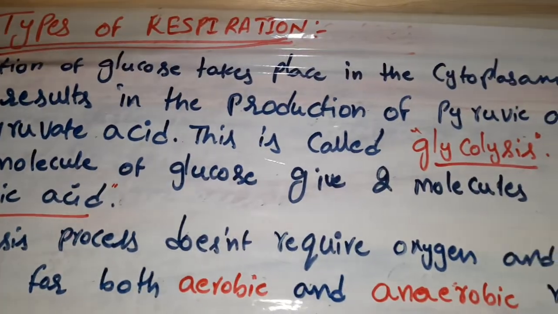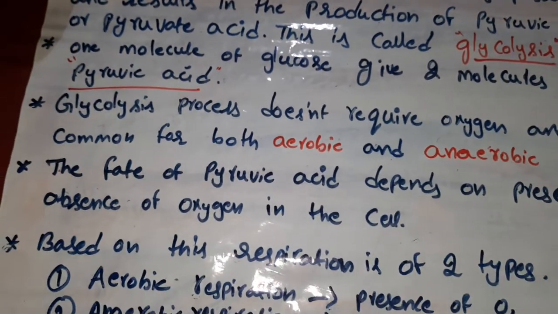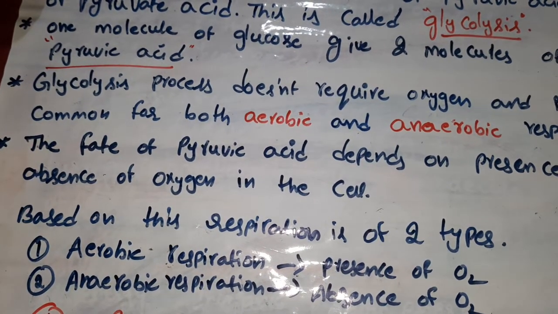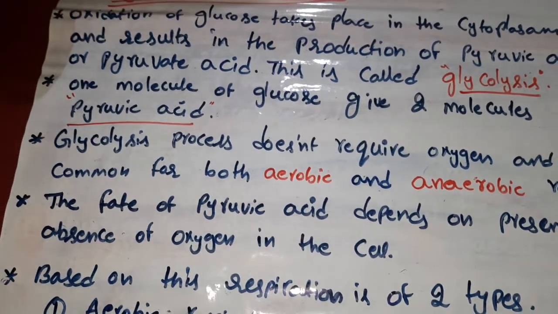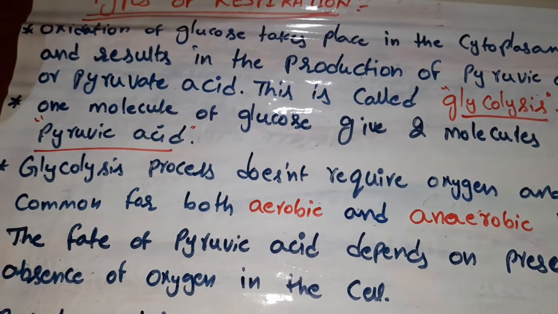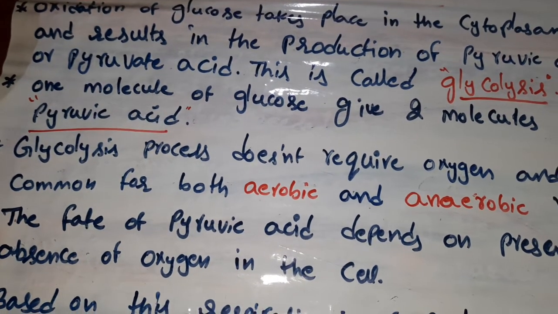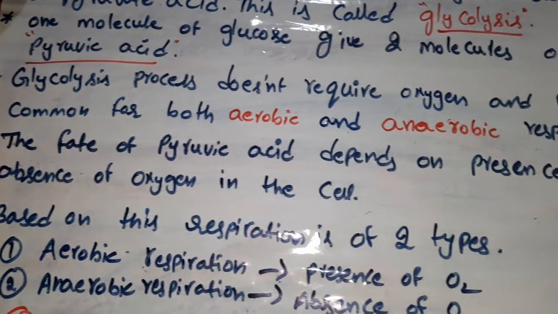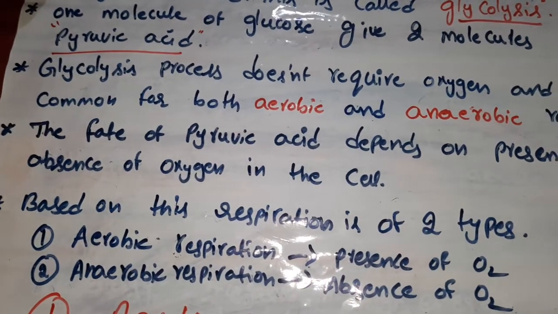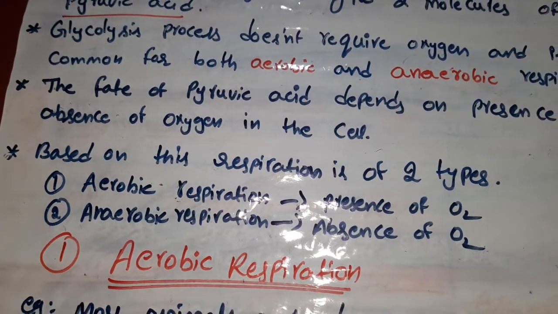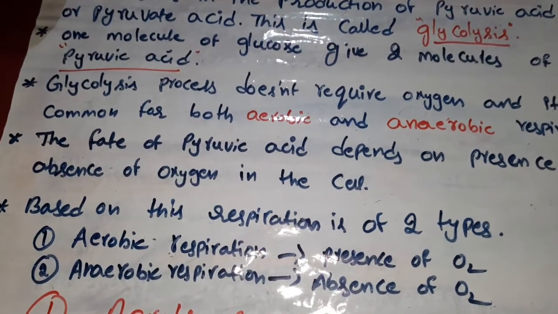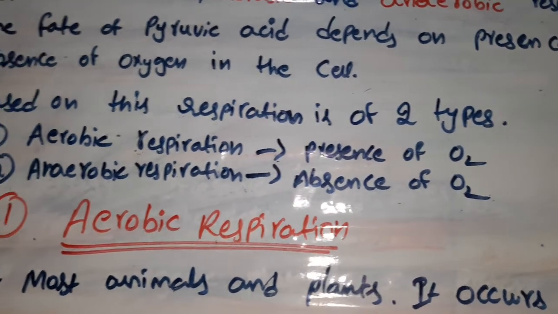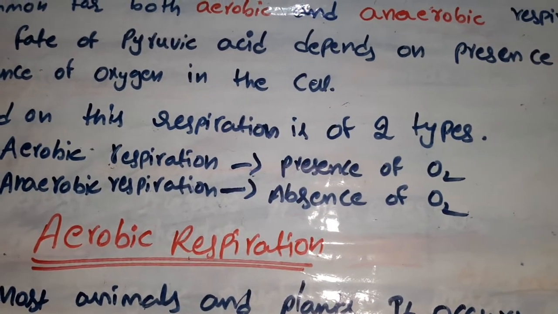The glycolysis process does not require oxygen, but the fate of pyruvic acid depends on the presence or absence of oxygen in the cell. Based on this, respiration has two types: aerobic respiration and anaerobic respiration. Aerobic respiration means presence of oxygen. Anaerobic respiration means absence of oxygen.